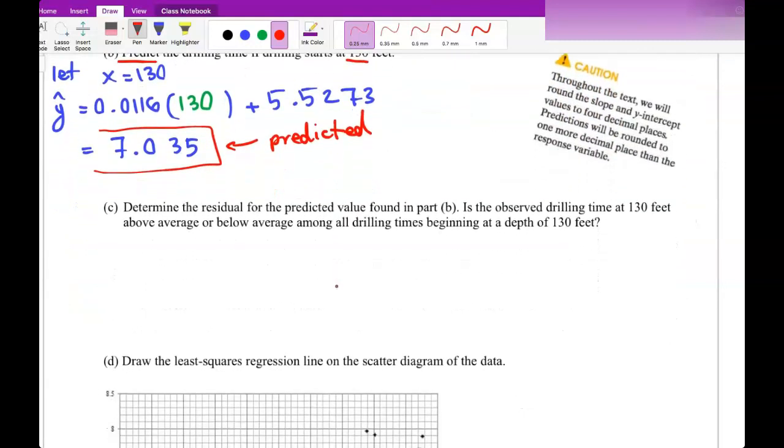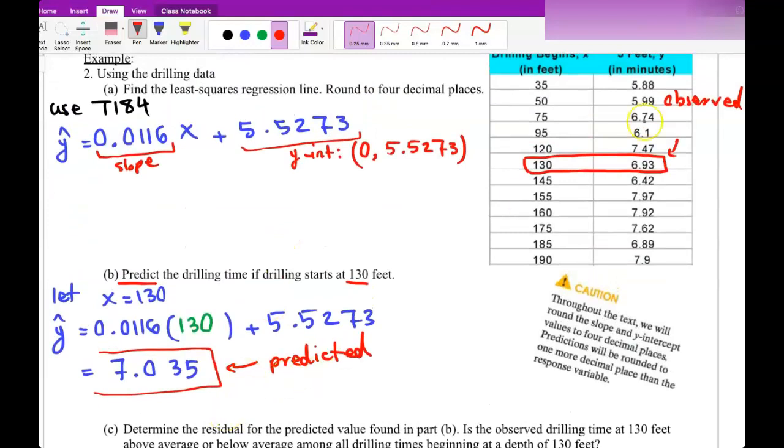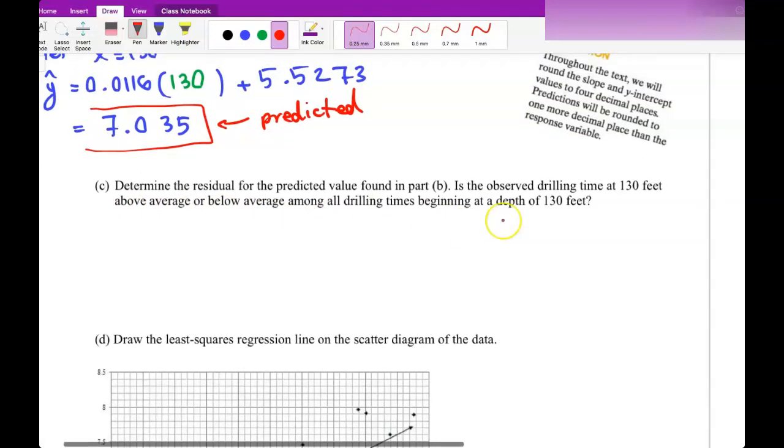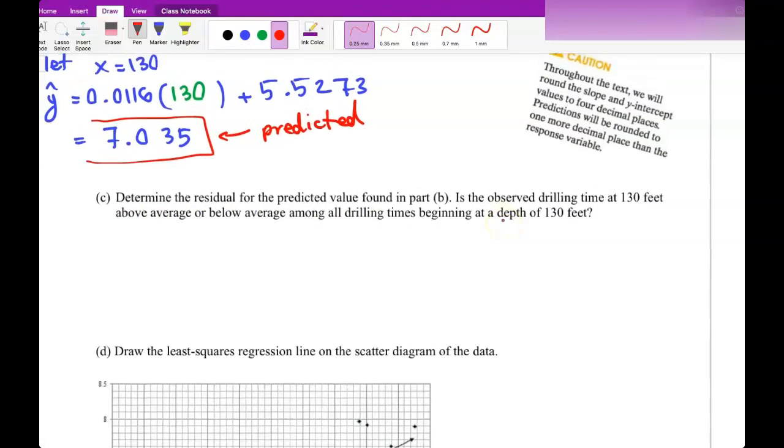Now part C, determine the residual. What that means is finding the difference between this predicted and observed. Determine the residual for the predicted value found in part B. Is the observed drilling time at 130 feet above average or below average among all the drilling times, beginning at a depth of 130 feet?